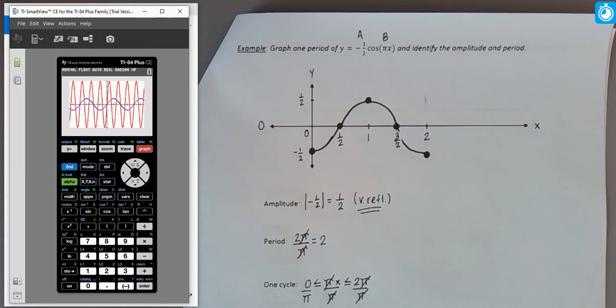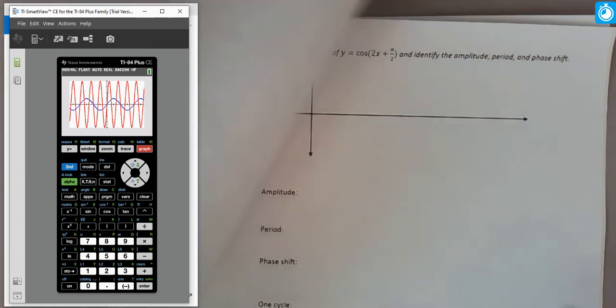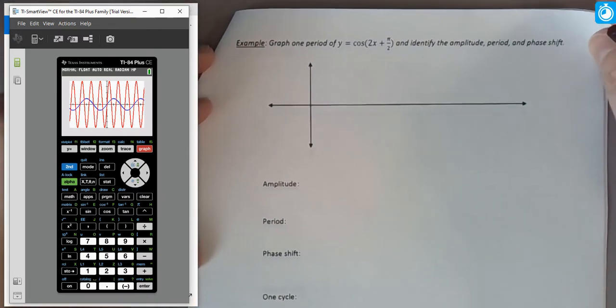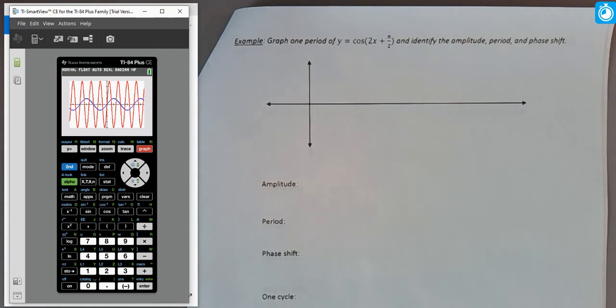Okay, so we've changed the amplitude, we've changed the period. Let's look at one additional transformation. Okay, so we want to graph one period of this function, y is equal to the cosine of the quantity 2x plus pi over 2, and then identify the amplitude, the period, and in this case we want to identify the phase shift as well. Now it says we want to identify the amplitude, but there doesn't seem to be a new constant representing the amplitude. All that means is that we haven't changed the amplitude. It's going to have the standard amplitude corresponding to the particular function we're graphing.